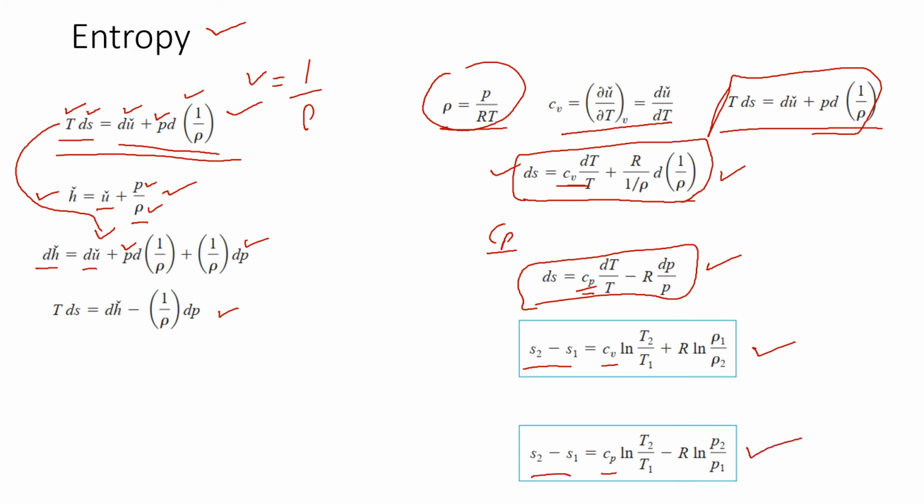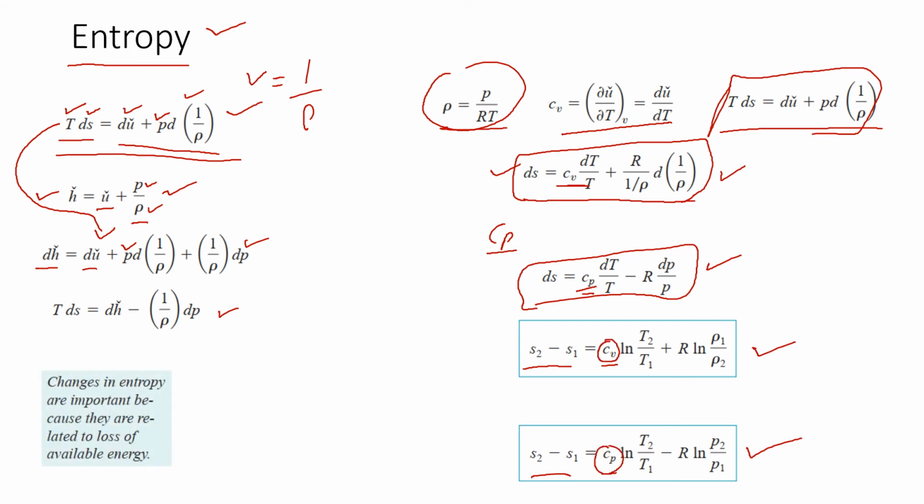So these are the two equations that are going to be used whenever we are going to talk about entropy and the change in either constant volume or at constant pressure. So why is entropy important? Because changes in entropy are important because they are related to loss of available energy.